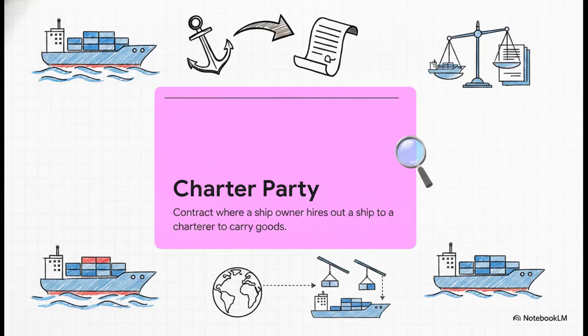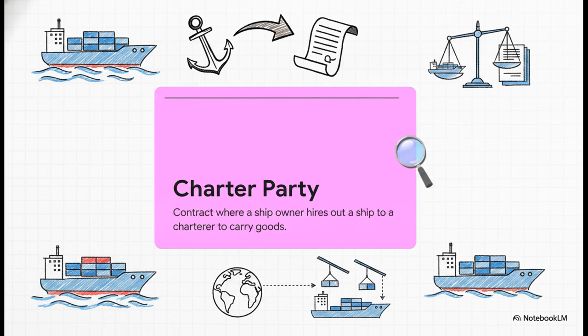So the money is all sorted out, safely locked away in the banking system. Let's actually explore the physical journey of the cargo over the water. Moving massive amounts of goods by ocean relies on something called a contract of affreightment. Specifically, we are looking at a charter party. This is a contract where a ship owner, the carrier, hires out the whole thing or a really substantial part of their ship to a charterer just to move goods from port A to port B.